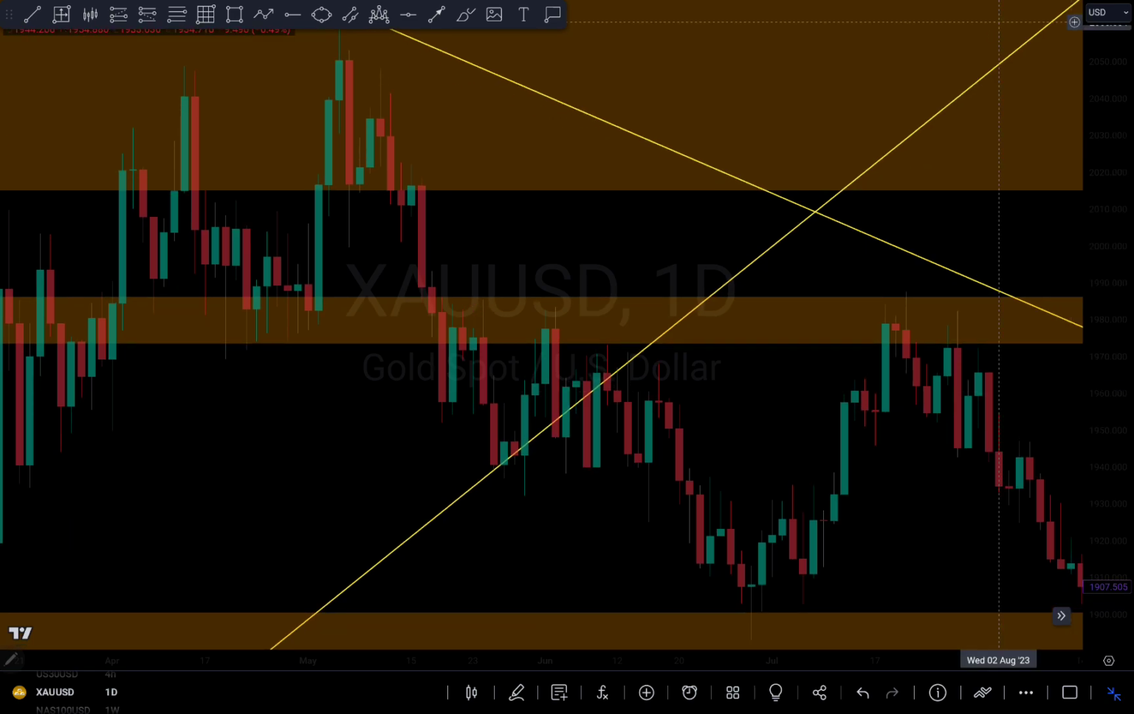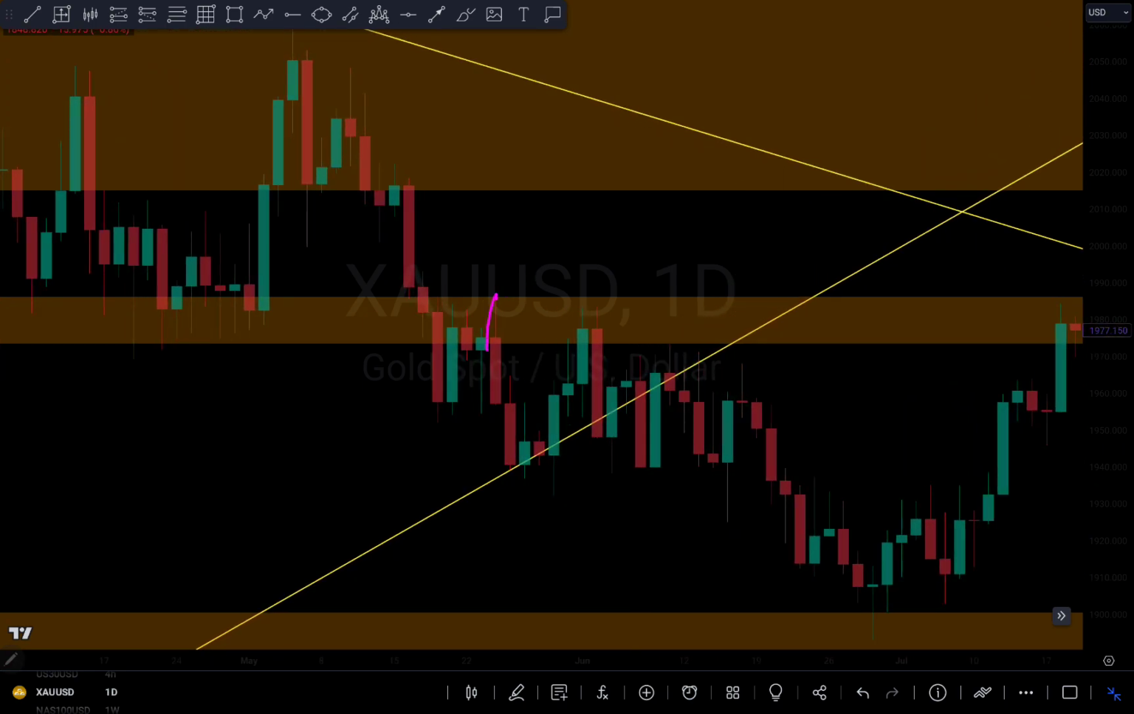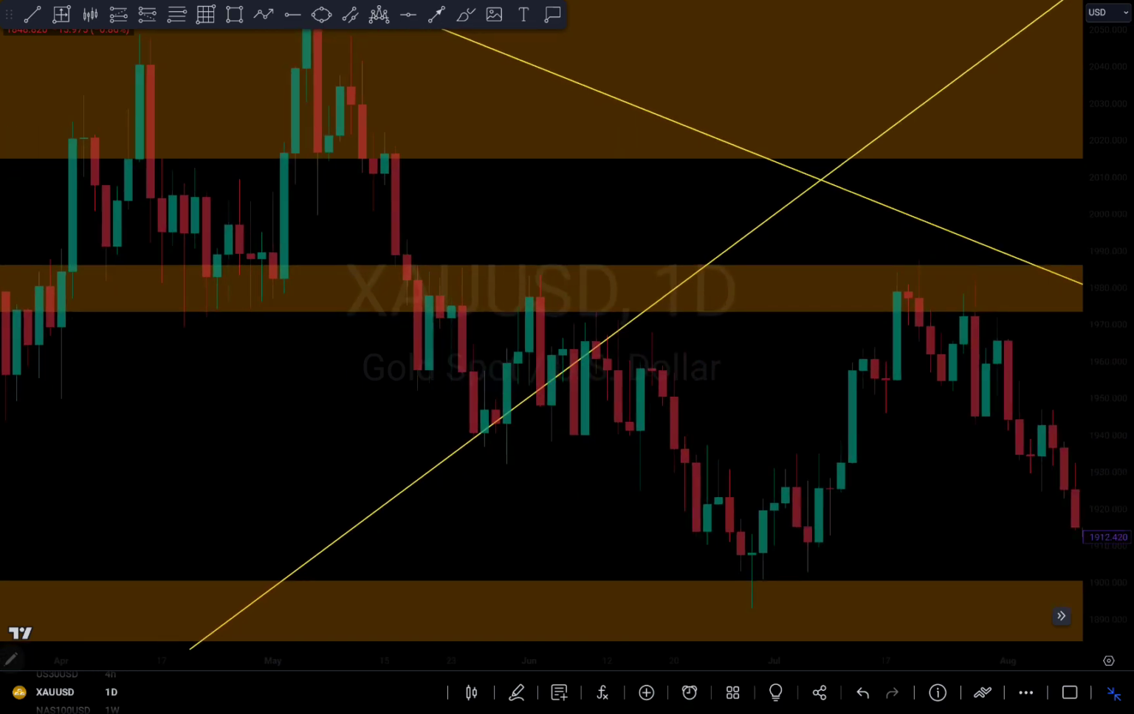After these multiple rejections around this area, we saw this beautiful candlestick right here, which closes and engulfs this previous candlestick. Let's zoom in a little bit. This candlestick right here engulfed this candlestick, which means it's bigger than the other candlestick. That is a good entry right there.